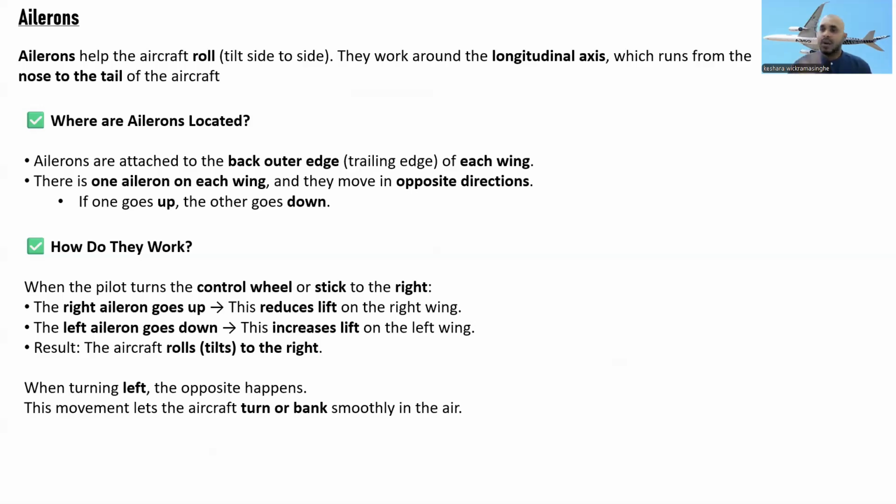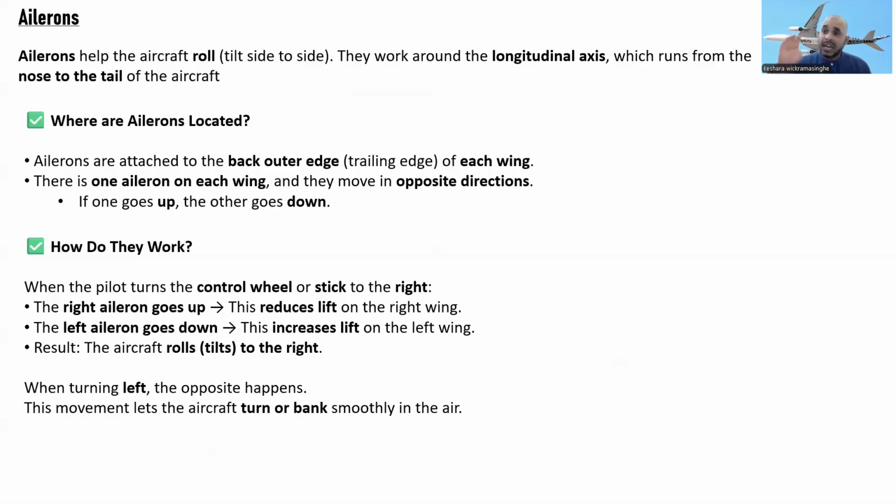In a normal aircraft, there is one aileron on each wing, and they move in opposite directions. One aileron moves up, the other aileron moves down. How do they work? When the pilot turns the control wheel or stick to the right, because the aircraft wants to turn to the right, the right aileron goes up. Remember, if the aircraft wants to turn to the right side, the right aileron goes up.